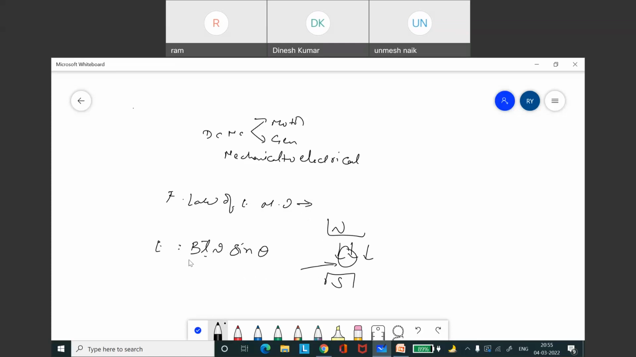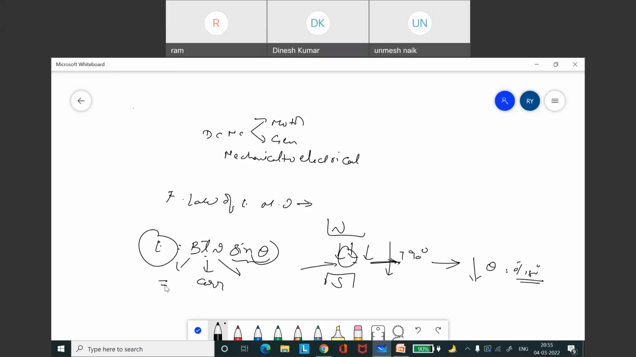BLV sine theta. So B is the magnetic field density, L is the length of the conductor, V is the velocity of the conductor, and theta is the angle with respect to how the conductor is moving with respect to the magnetic field. Suppose if the conductor is moving in this direction, field is in this direction, so the angle is 90 degrees. So then the induced EMF is maximum. If the conductor is moving in the vertical direction, then theta is 0 degrees or 180 degrees, right? So in that case, sine theta is 0 and the induced EMF is 0.